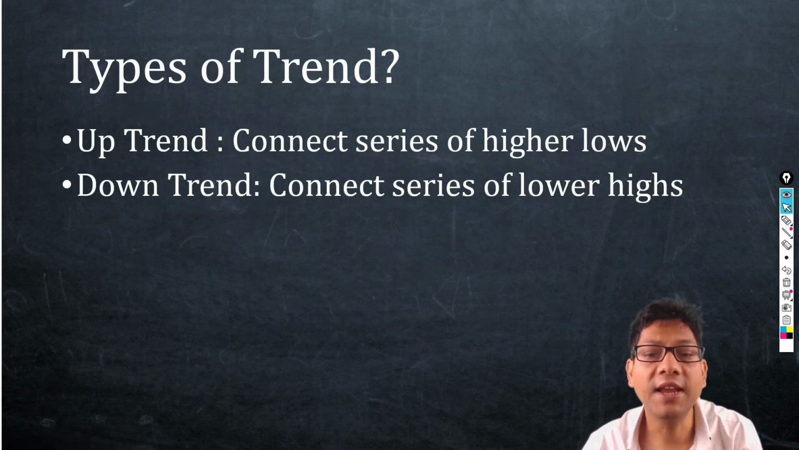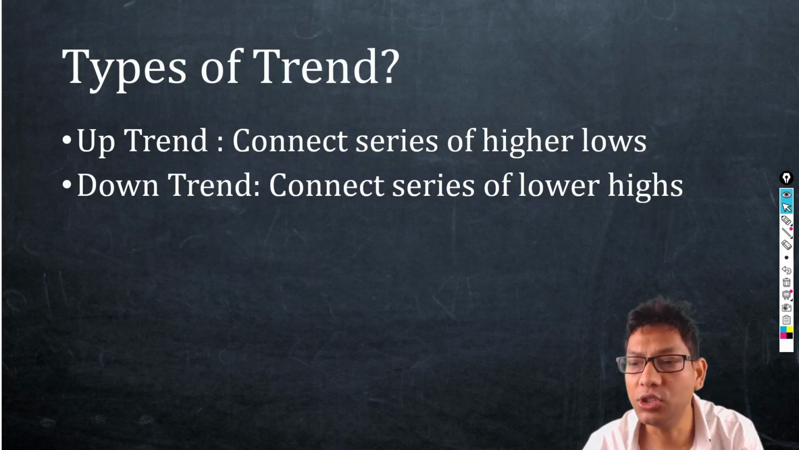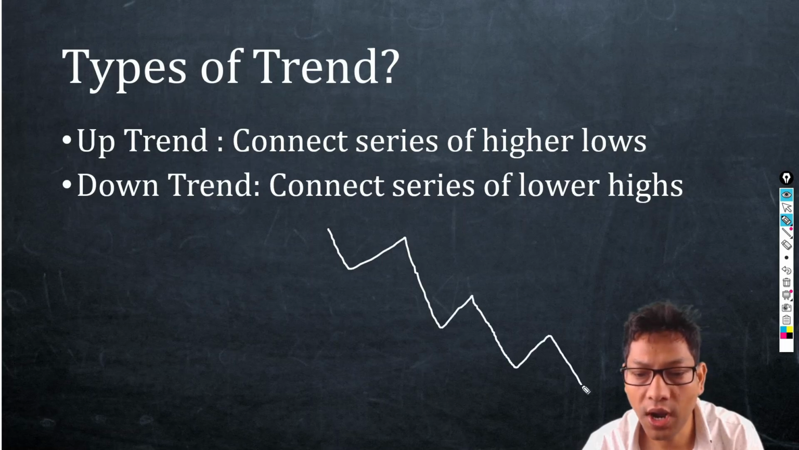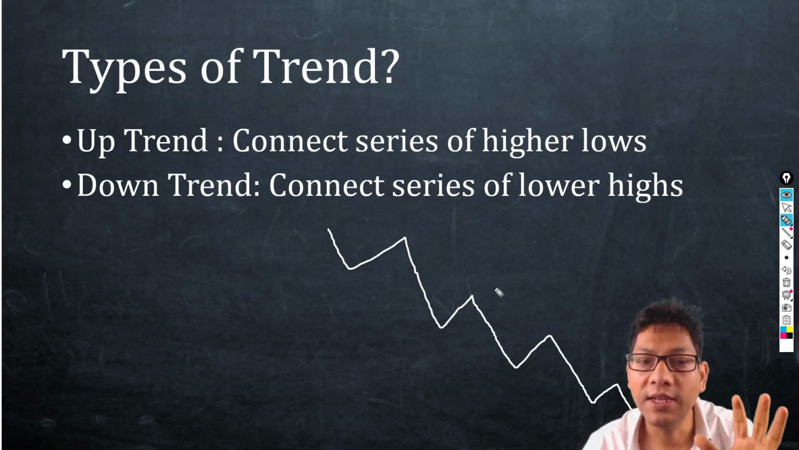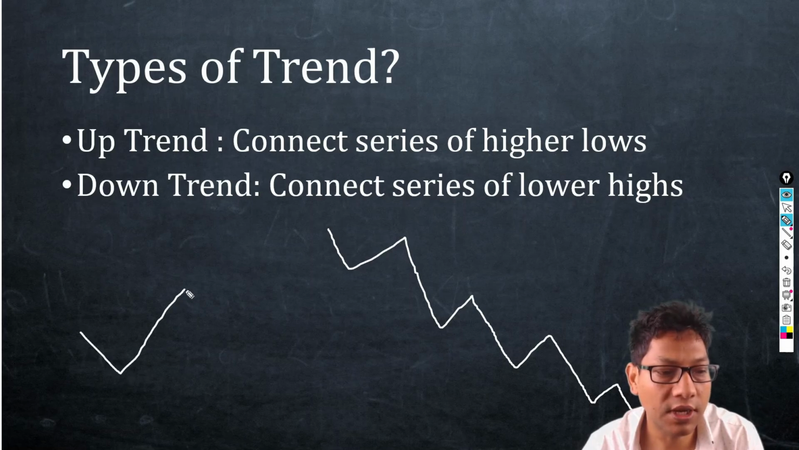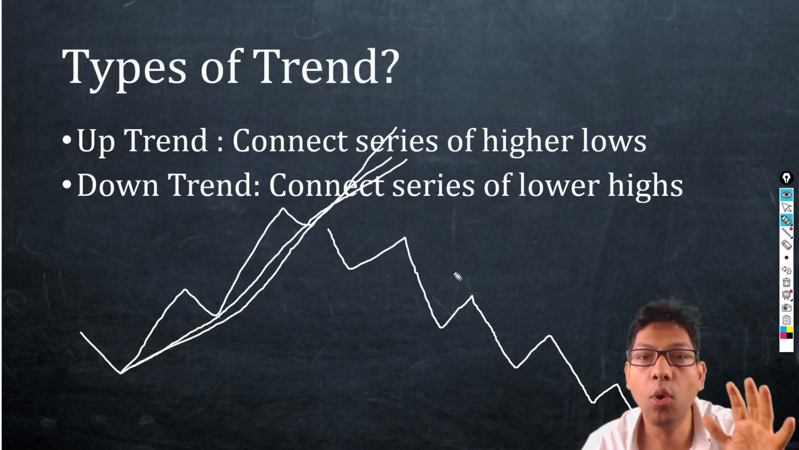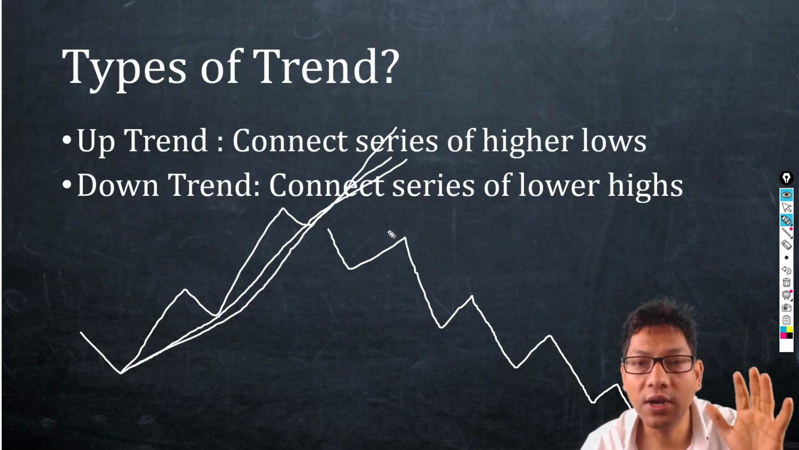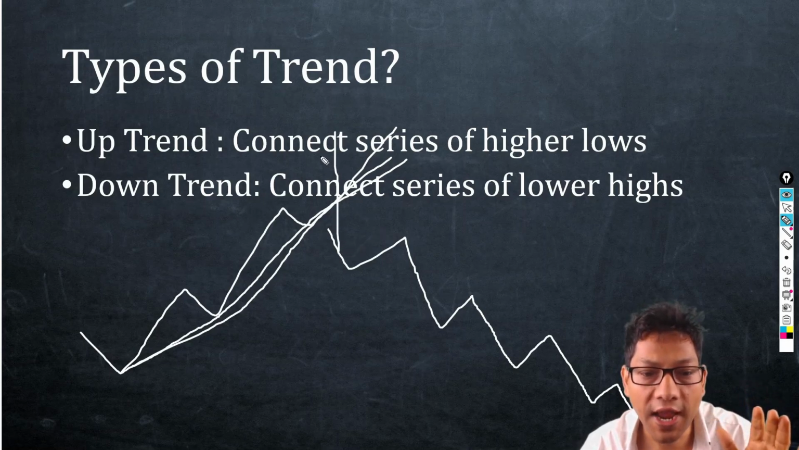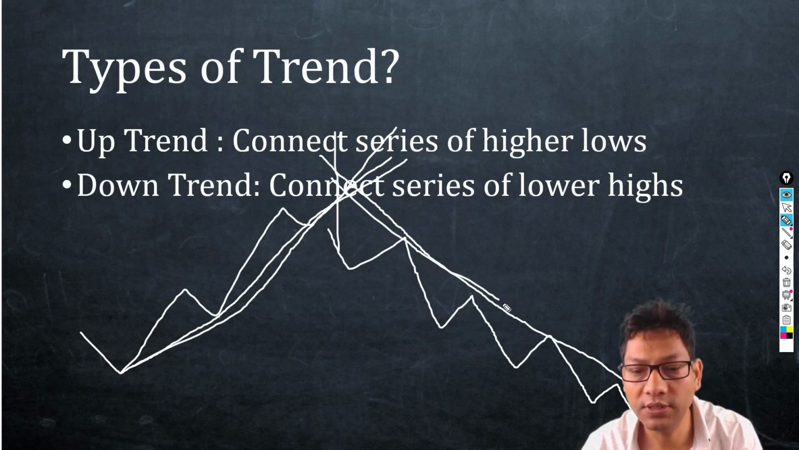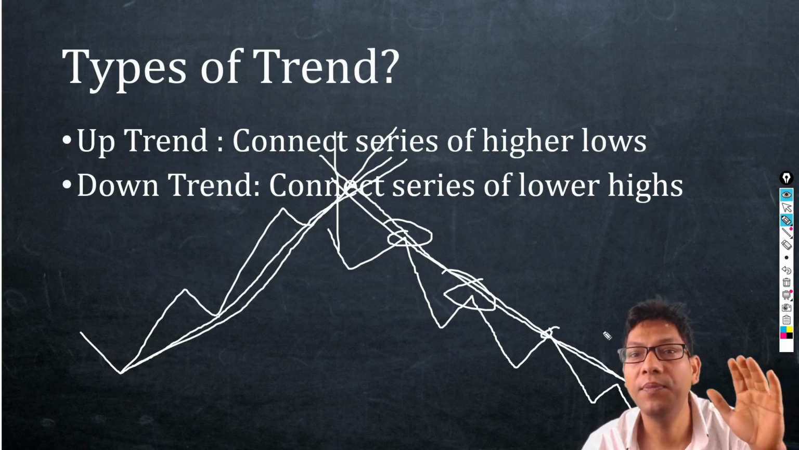Downtrend, connecting a series of lower highs. When you see a market in a downtrend, creating lower highs and lower lows, you need to remember the difference. When you are drawing the uptrend, you connect the higher lows. When you are drawing the downtrend, you need to connect the lower highs. So that is what the difference is. You need to connect the lower highs to draw the downtrend.